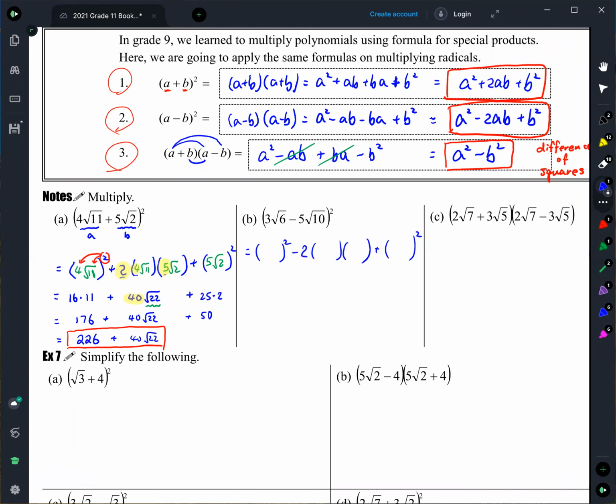And let's see if we can, this time, do it a little bit faster. Let's do the a squared in our head. Instead of writing it all out, we're going to skip to the second line, compared to the first question. So a squared. Can somebody tell me what the a squared becomes?